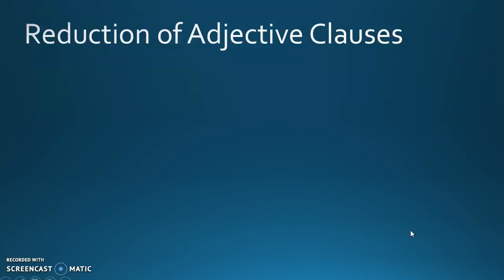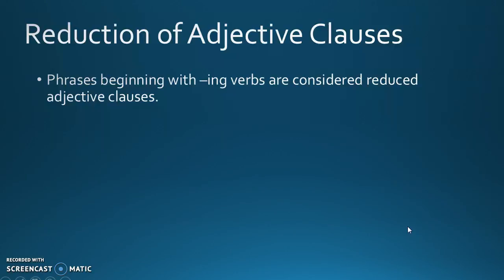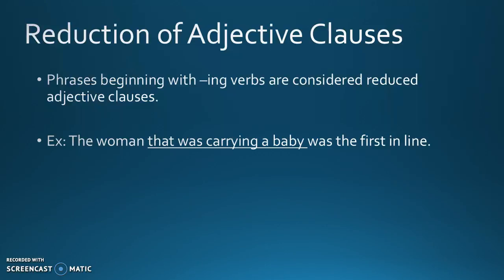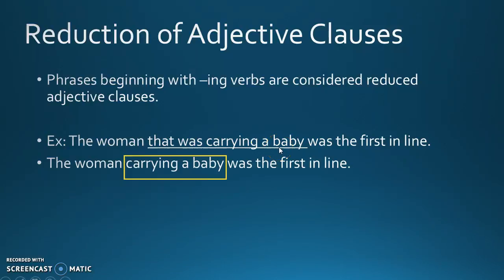The last part refers to the reduction of adjective clauses. So you can use phrases beginning with ing verbs in order to reduce the adjective clause. Okay, so look at the example. The woman that was carrying a baby was the first in line. If I want to reduce this adjective clause we see here, that was carrying a baby, I can say the woman carrying a baby was the first in line. Okay, I still have an adjective clause that is modifying or specifying which woman it is.